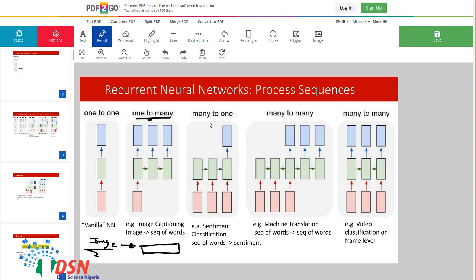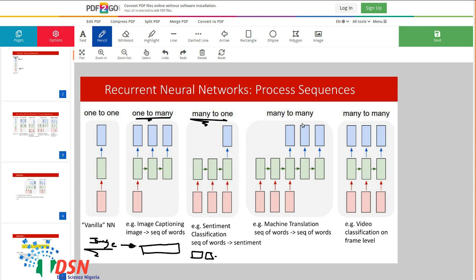For many-to-one, you may have some different frames from a video, and let's say you want to recognize the activity in that video, or activity recognition. So it could be many-to-one. Or as another example, you could have some different words and pass them to the network to get the context, or some kind of classification on those words.